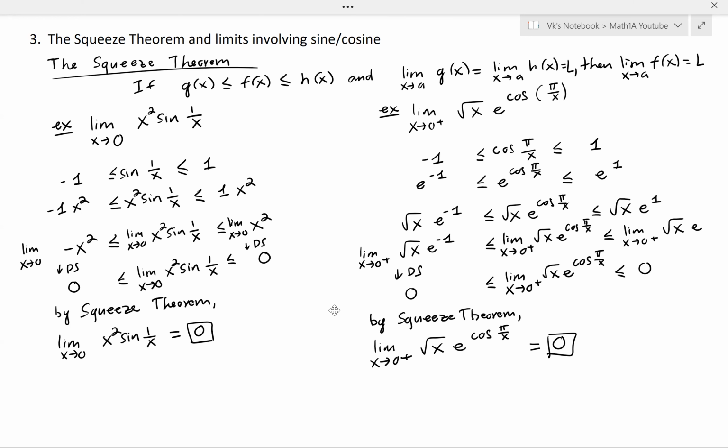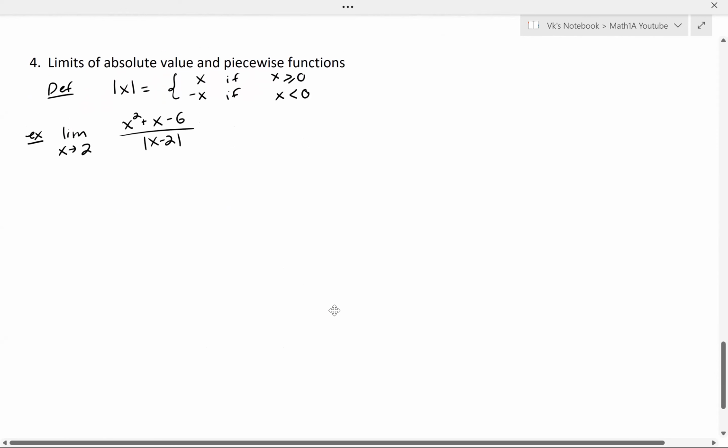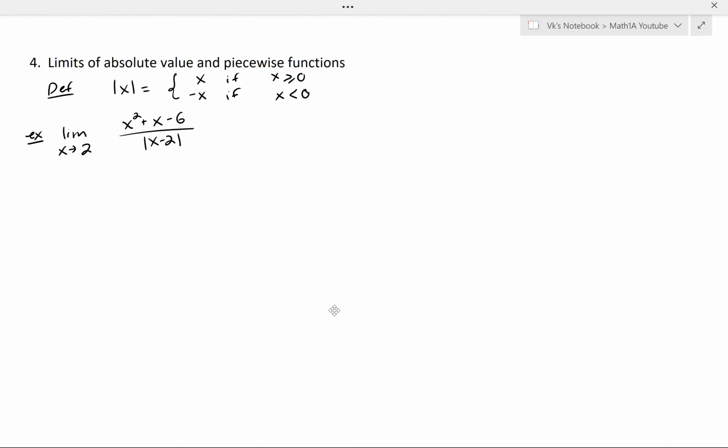One more thing is to figure out limits of absolute value and piecewise functions. Here's a refresher on the limit of the absolute value. The absolute value of x equals x if x is greater than or equal to 0, and negative x if x is less than 0. We can replace x by a.